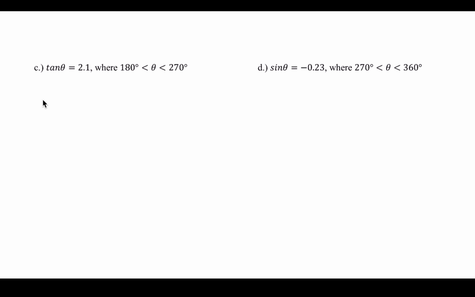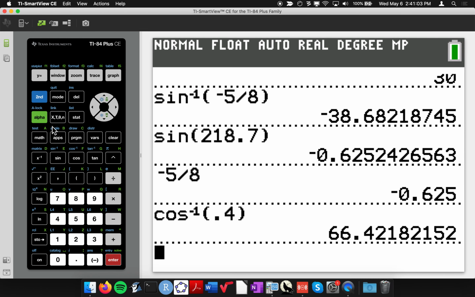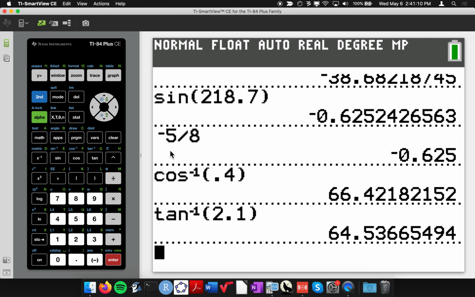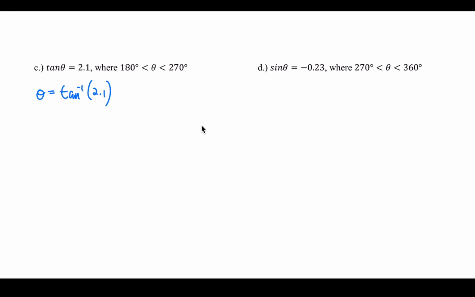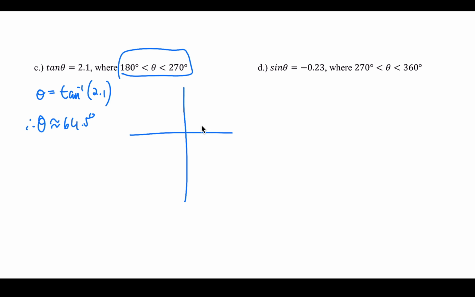Oh, sorry, you can just directly do this. Theta equals inverse tangent of 2.1, using the same logic I showed you before. So you can just go, what is inverse tangent of 2.1? And if you do that, you get about 64.5 degrees. So theta is about 64.5 degrees. And now again, they're asking for us to find the angle in the third quadrant that meets those criteria.